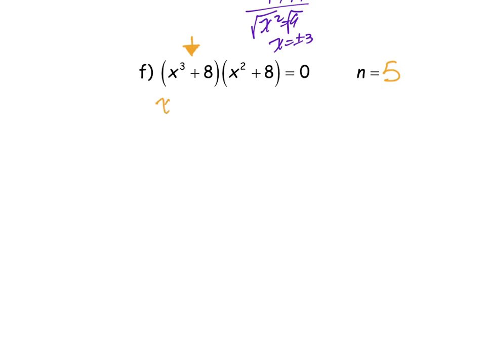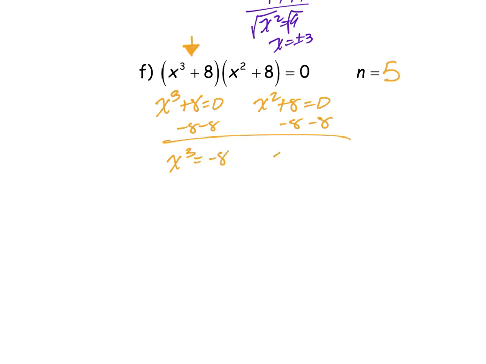Okay, so this would be x cubed plus 8 equals 0, and x squared plus 8 equals 0. Well, we're going to find one set of imaginary roots, by the way. So subtract 8. There's 4 imaginary roots in this problem. And x squared equals negative 8. Square root, cube root. So x equals negative 2.